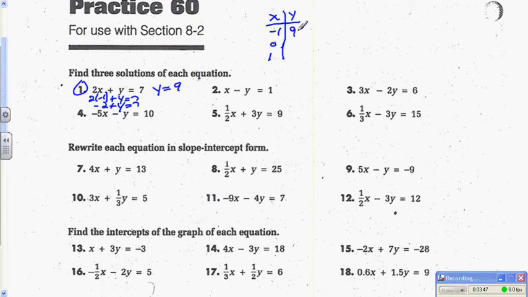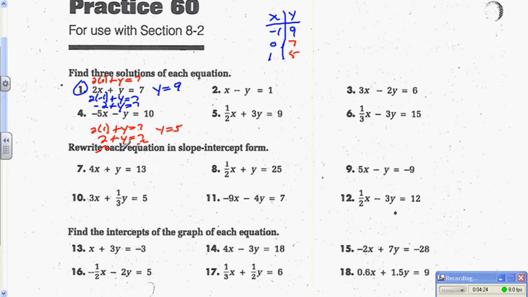So that's one solution. Plug in a 0 for x. 2 times 0 is 0, so we get y equals 7. That's another solution. Plug in a positive 1, and we get 2 times a positive 1 plus y equals 7. 2 plus y equals 7. So in this case, we'd subtract 2, so y would equal 5. And that's another solution. So there's 3 of them.